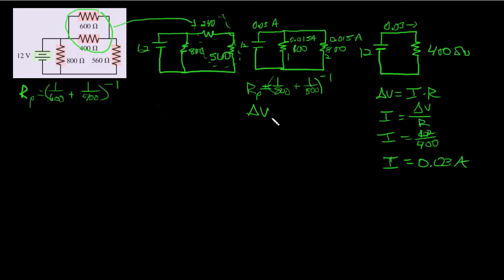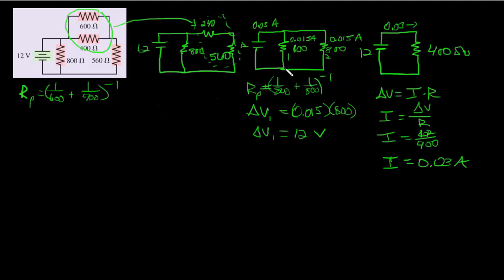So the potential difference across 1 and 2 is going to be the current times the resistance, IR. So 0.015 times 800. So we get the potential difference is going to be 12 volts. So that's all of the potential difference of the battery. So these are all in parallel. Remember, in parallel, potential differences are the same. So a 12 volt drop across each of these resistors with a current of 0.015 amps.